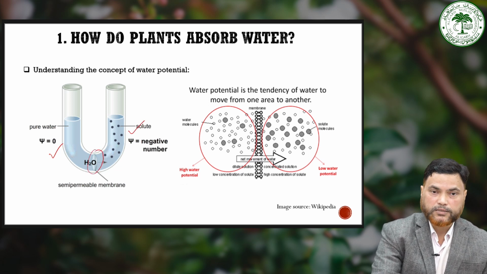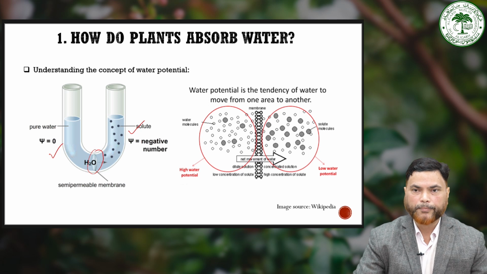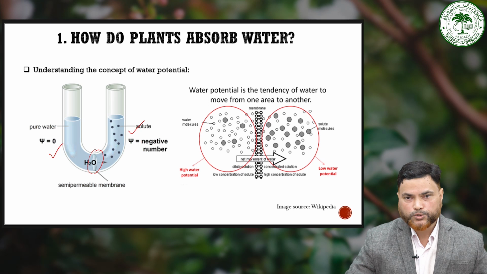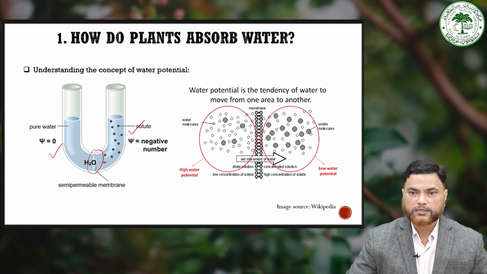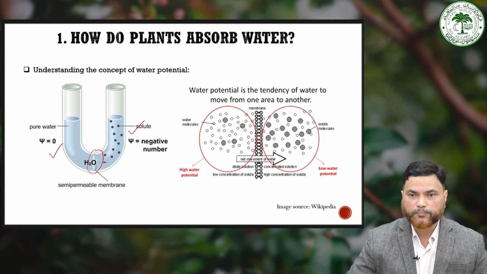But what happens in a U-tube shaped tube, where on one side there is pure water, and on the right side water is mixed with solute? You see the water is mixed with solute and it is separated by a semi-permeable membrane. So the presence of solute in solution causes water potential to become more negative because these solute particles attract water molecules, thus limiting the free movement.